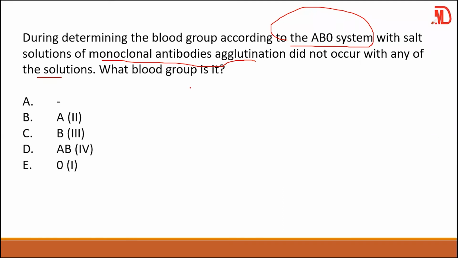That means that the blood was given successfully without any agglutination. So what blood group comes to your mind? Blood group O, universal donor. It can give to anybody without any reaction. Of course, outside of rhesus factor. But this is not talking about rhesus factor. This is talking about just the blood group. Blood group O is a universal donor.